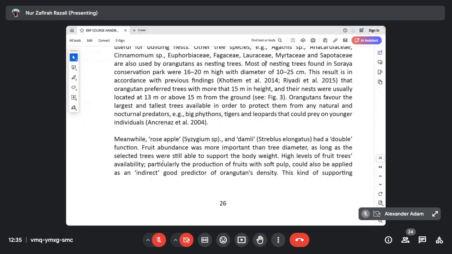Any question on moves, on results and discussion? Any question? No question? Anything you're not clear about? Any question?